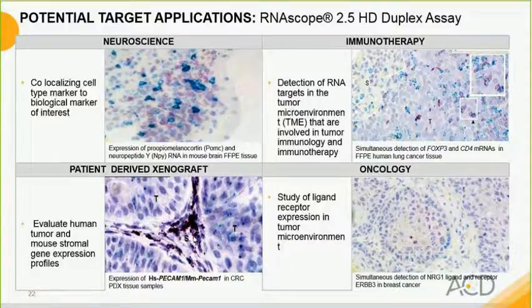Another potential application is to evaluate different gene expression profiles. Combined with the specificity of RNAscope probe design, in this example of patient-derived xenograft, we can clearly identify mouse stromal cells and the human tumor cells by using species-specific PECAM1 probes. And here we see an example of studying ligand and receptor expression in a tumor microenvironment, and in specific, detection of neuregulin ligand and its receptor ERBB3 in breast cancer tissues.